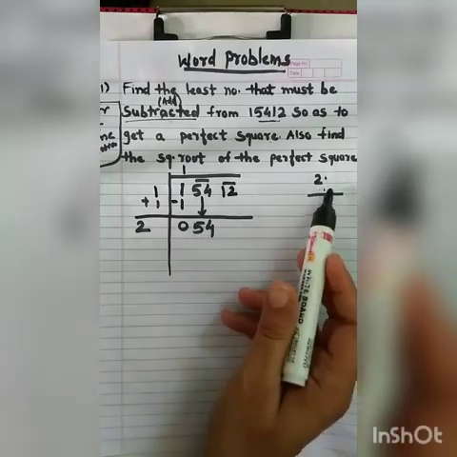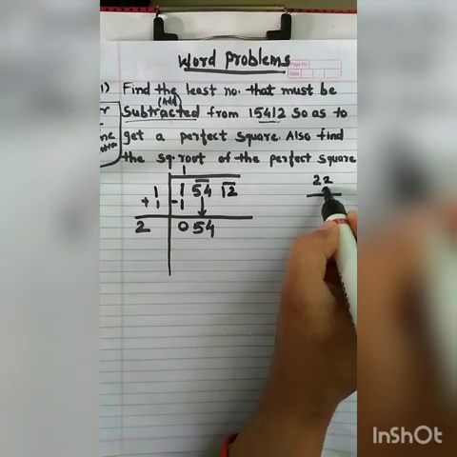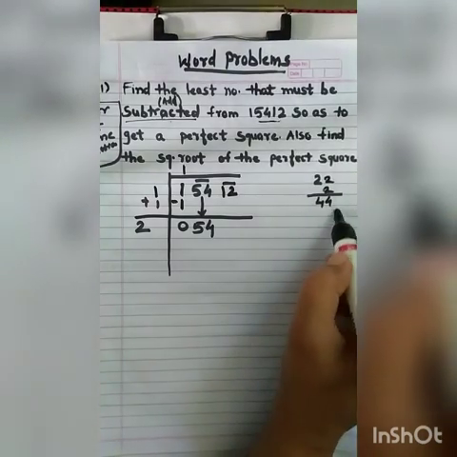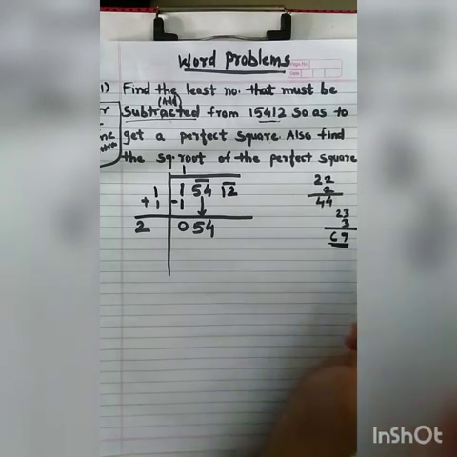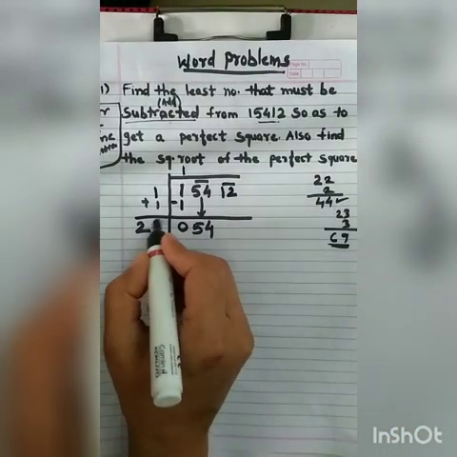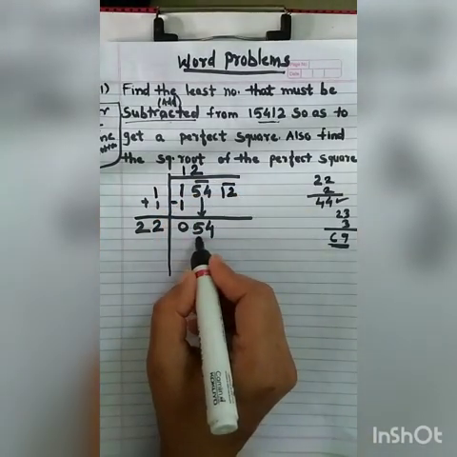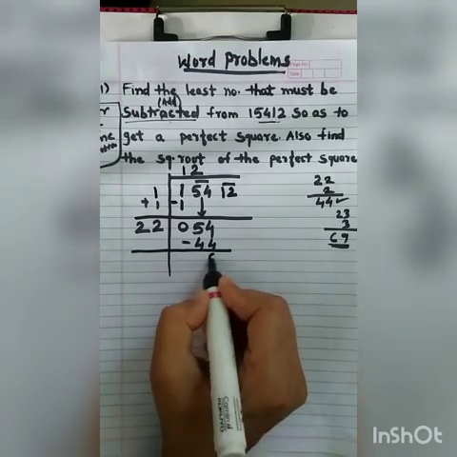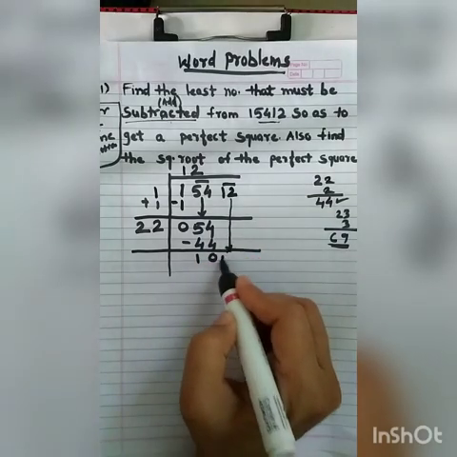We know 21 times 1 is 21, so we go with 2 times 2, it will be 44. But if I take 3, 23 times 3 will be 69, which is bigger. So we take 44. I take 2 here in the quotient, and it is 44. The remainder is 10. Now you have to copy down the next pair, 12.